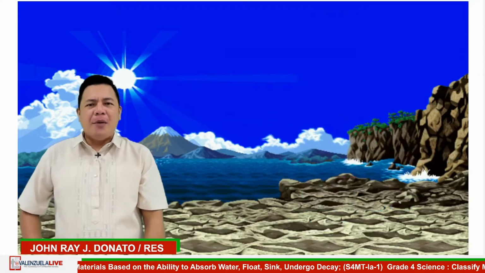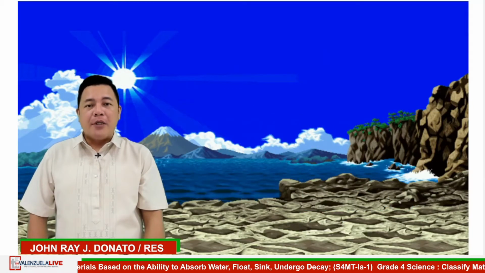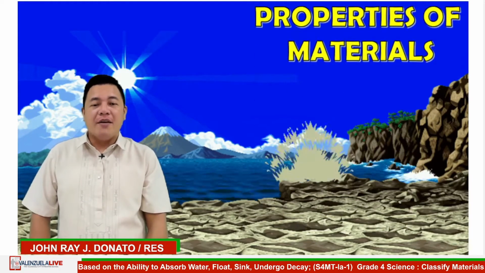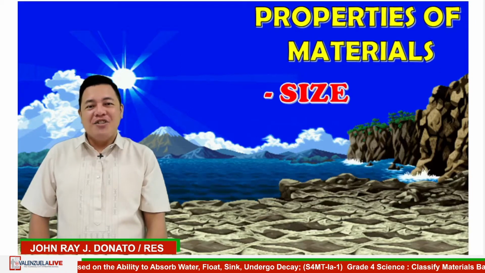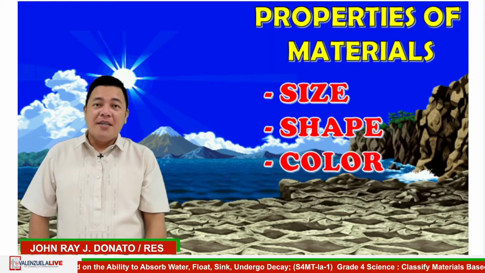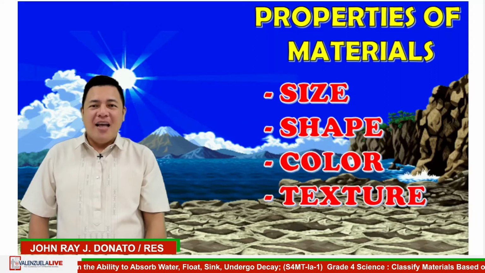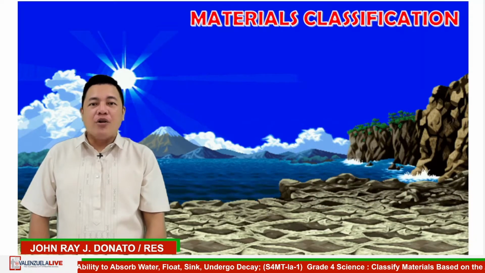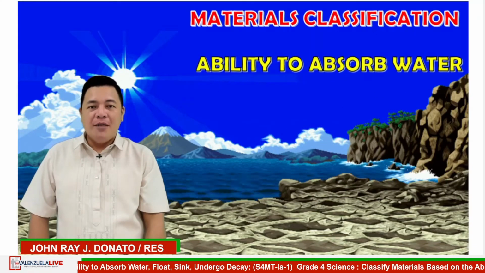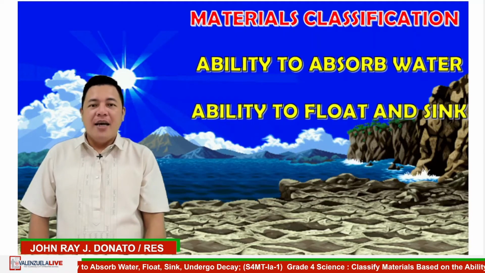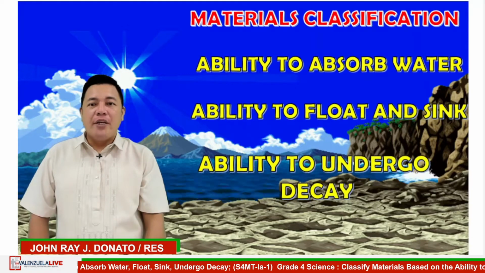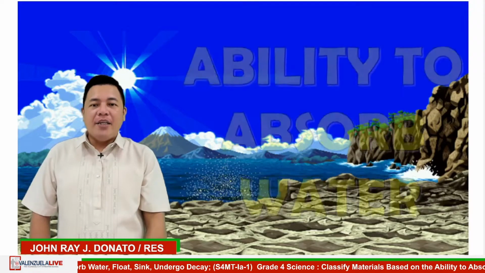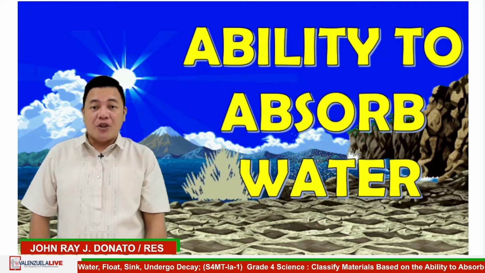Do you know that the materials are grouped according to properties? The properties of the materials are the following. We have size, shape, color, and texture. Aside from that, materials can also be classified based on the ability to absorb water, float and sink, and materials undergo decay. Now, let us discuss first the ability of the materials to absorb water.